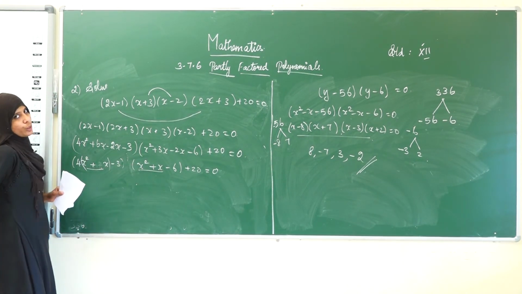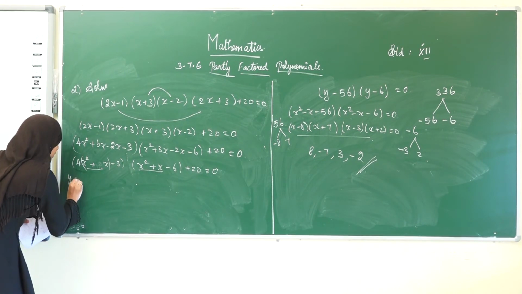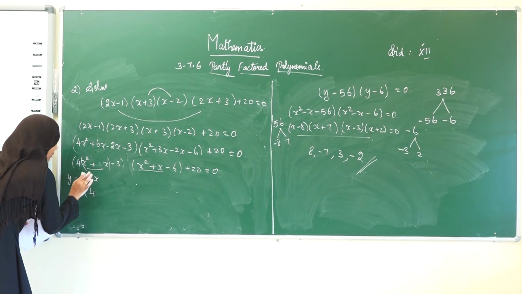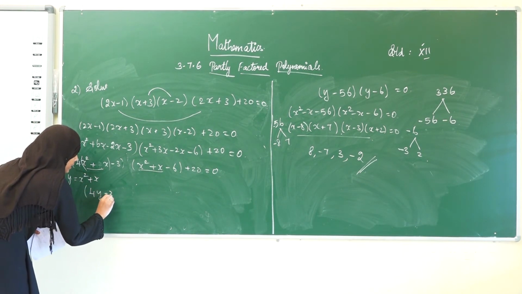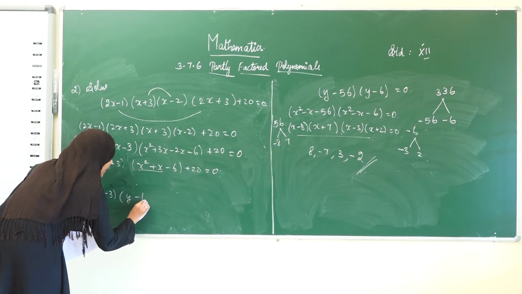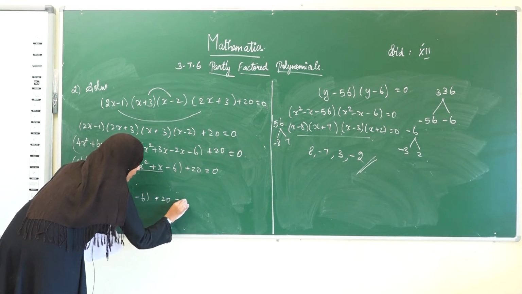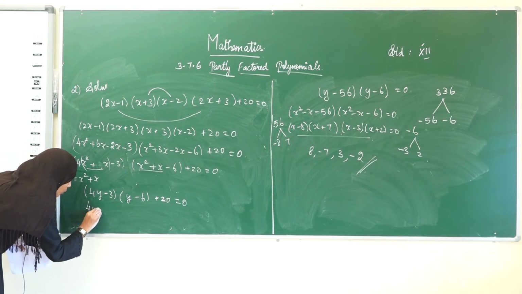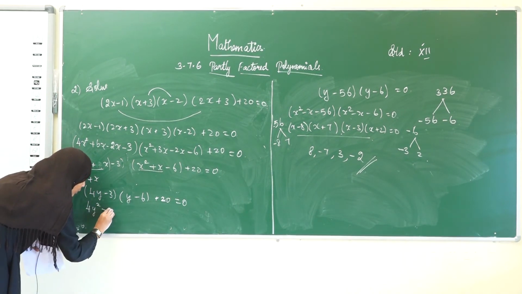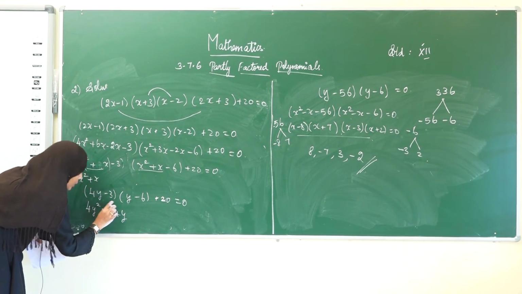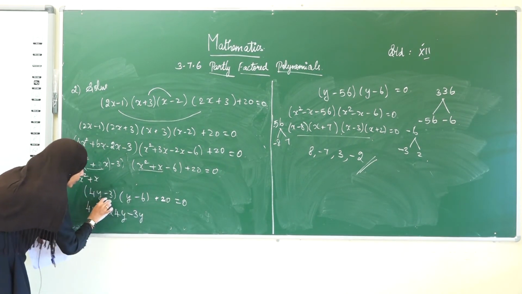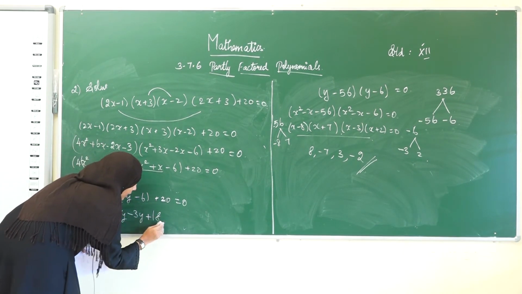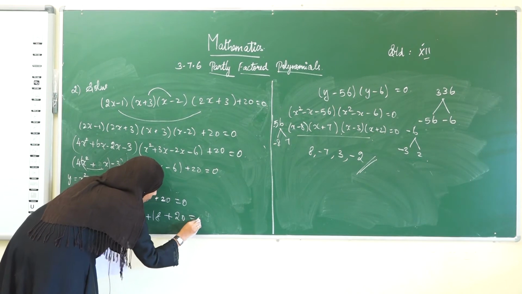For this, now we are going to substitute y. Let us take y is equal to x square plus x. What we get? This term becomes 4 into y minus 3, and this term becomes y minus 6, plus 20 equal to 0. Now we are going to multiply this. 4y into y is 4y square, minus 6 into 4 is 24y, this one and this one, minus 3y, and minus into minus plus 6 into 3 is 18. We have plus 20 equal to 0.